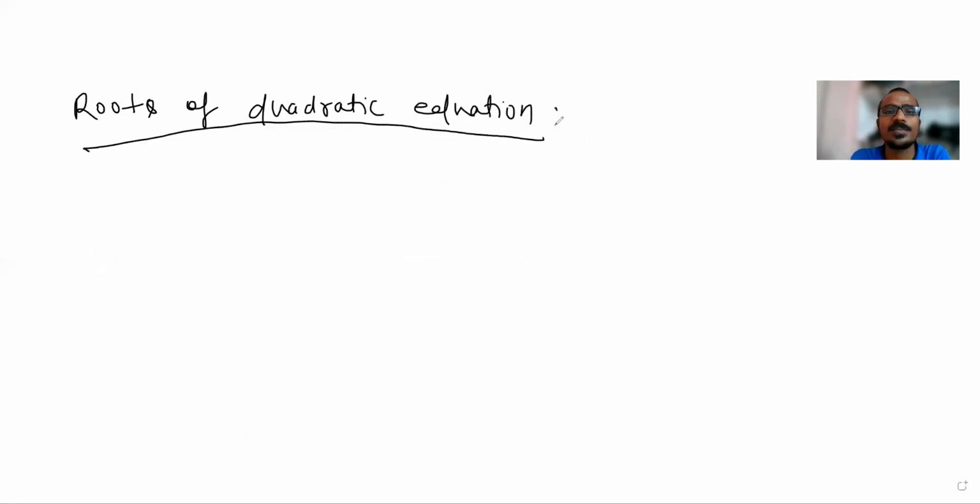Now we are interested in the roots of a quadratic equation. What are the roots of a quadratic equation? First of all, I am writing the general form of a quadratic equation: ax square plus bx plus c equal to 0. Then what is a root?